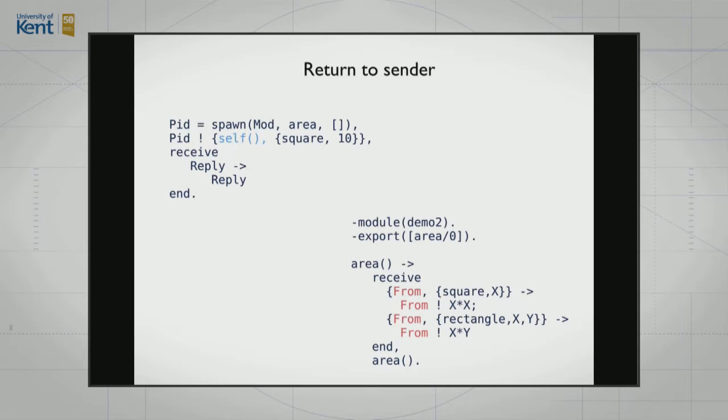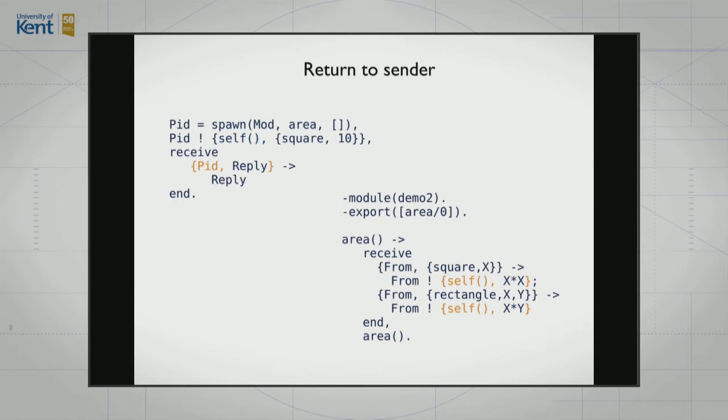But there's a bit of a problem with that code. In fact, any other process that happened to send a message to the process that sent the square message to the area process would be received by that process. We might get confused, we might get the wrong message in. So the next modification to this program is to again change it slightly. And if we start at the client side of that and say, okay, so let's spawn a process, we'll send it a message, PID bang self square 10, and then we'll wait.